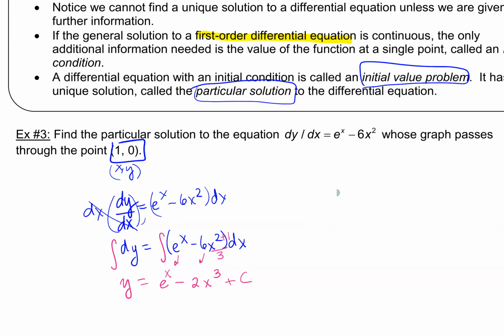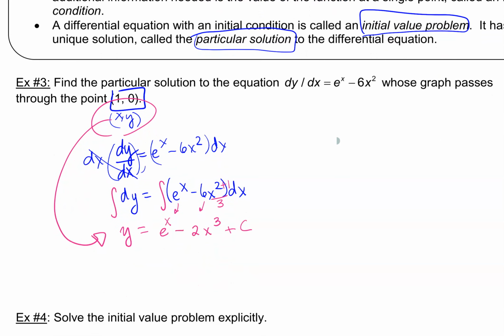But we don't have to wait too long, because we have an x, y coordinate we can plug in and solve for what our c would be. So I'm going to go ahead and plug it in. My y is 0, equals e to the 1 minus 2 times 1 cubed plus c. I plugged in my x, plugged in my y. All I have to do is isolate and get c by itself. So 1 cubed is 1, so this is just e. 0 equals e minus 2 plus c. Move these to the other side, so I'll write it as 2 minus e equals c.